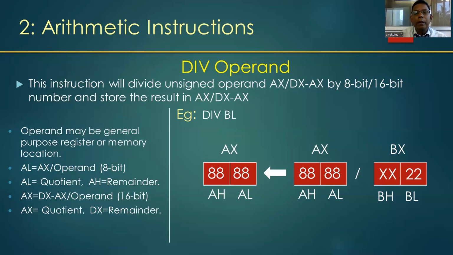This is an 8-bit division. AL contains 88 and BL contains 22. So after executing this instruction, the quotient 4 will be stored in the AL register and the remainder 0 will be stored in the AH register.